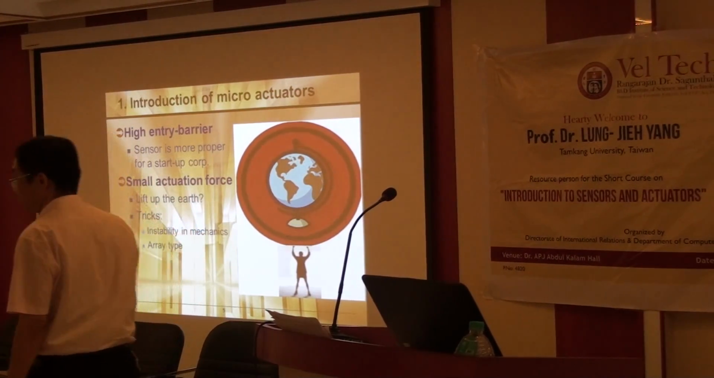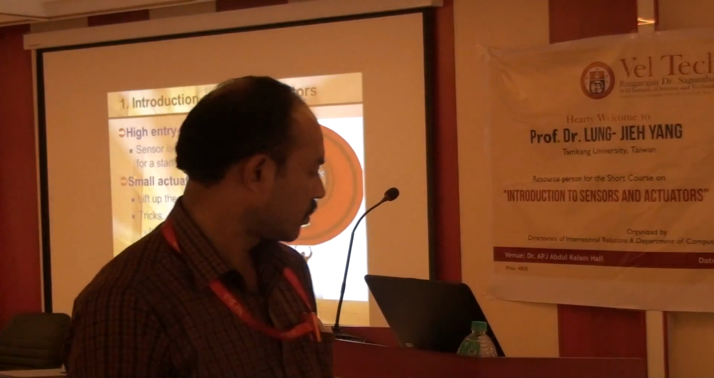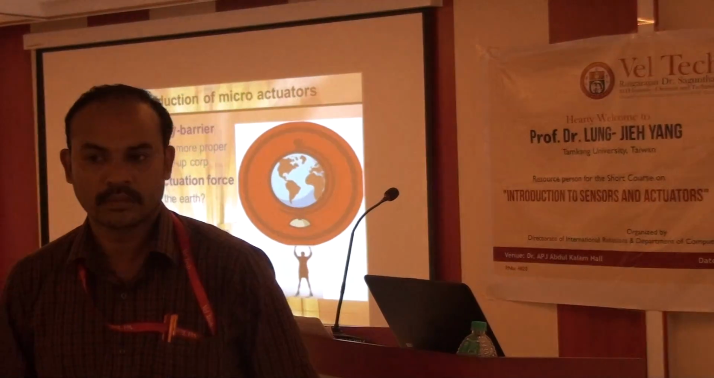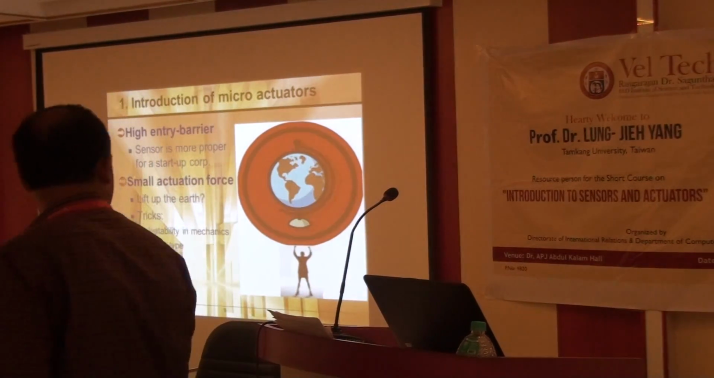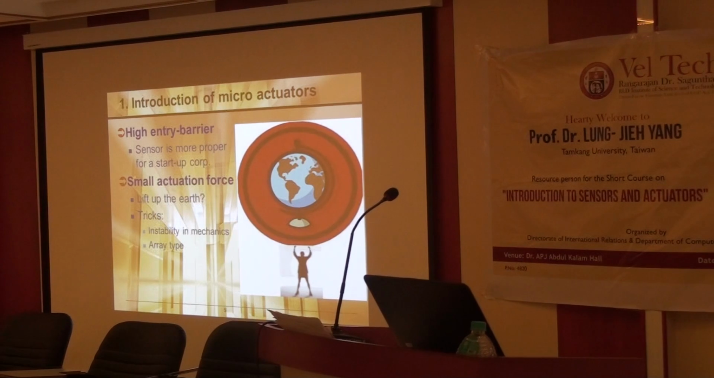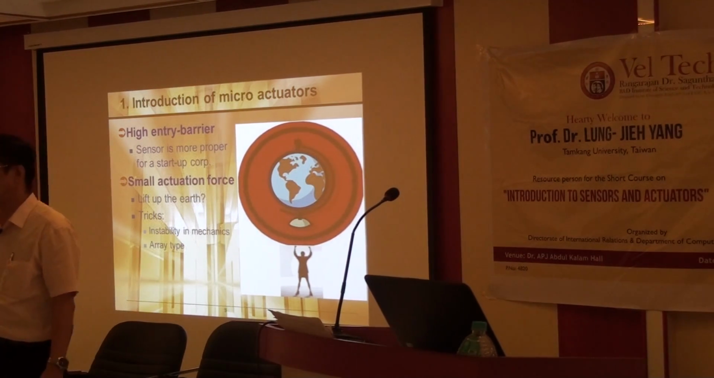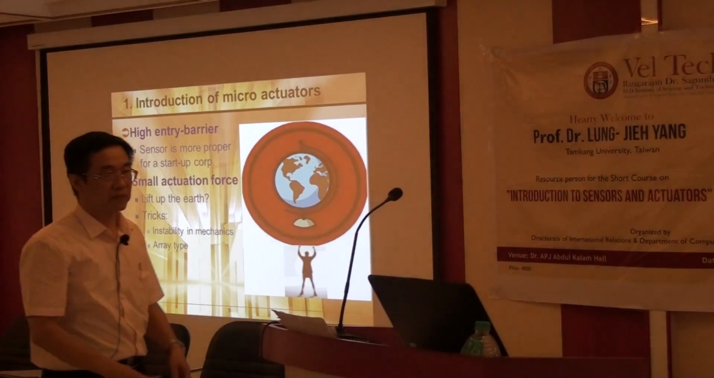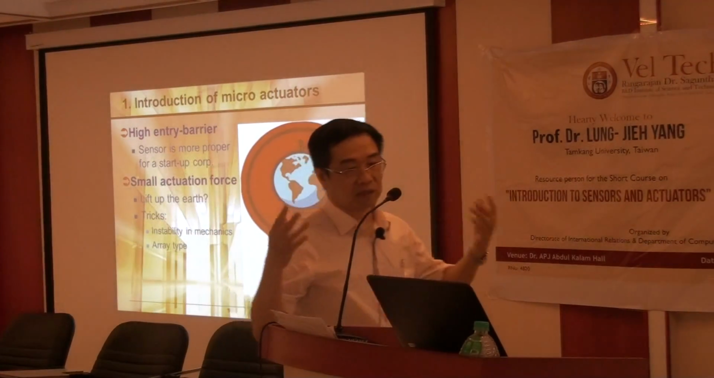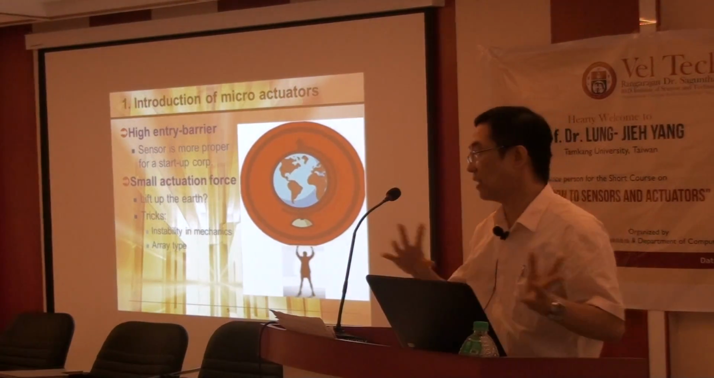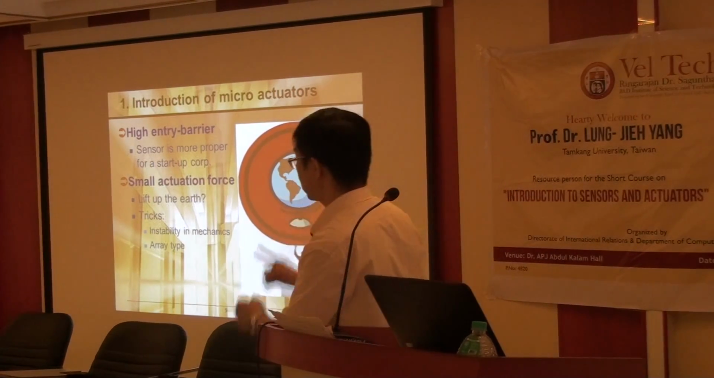Second is array. Array is something like DRP, 1 million micro mirrors inside. Each mirror working very well. So you can change the whole screen according to your need, to transfer any kind of image or movie onto the screen.